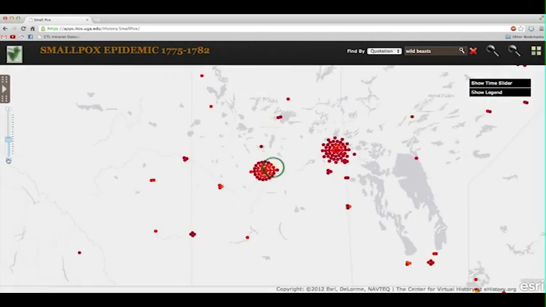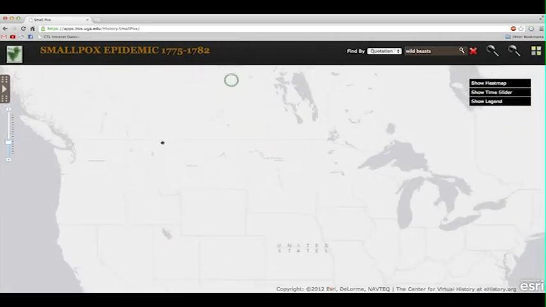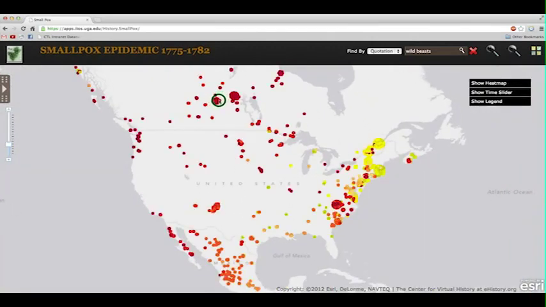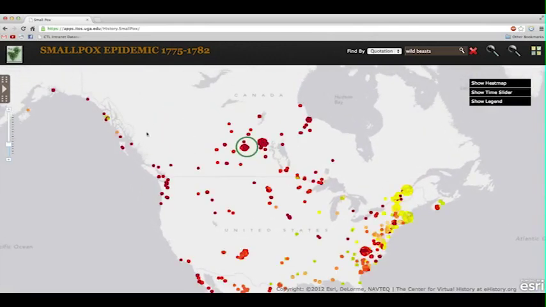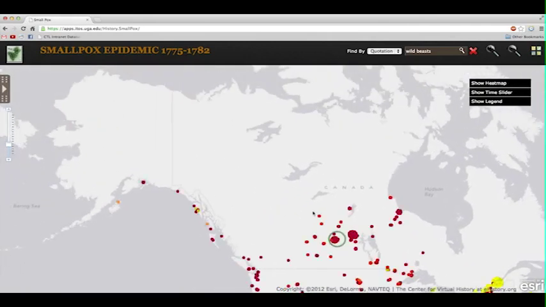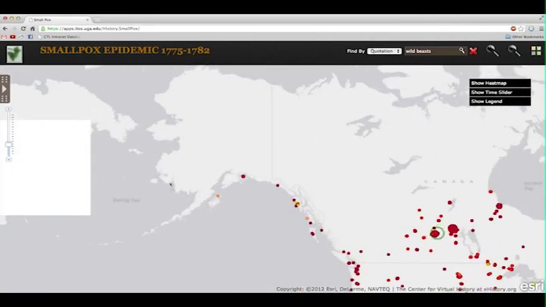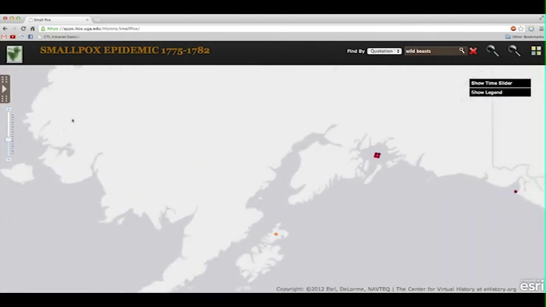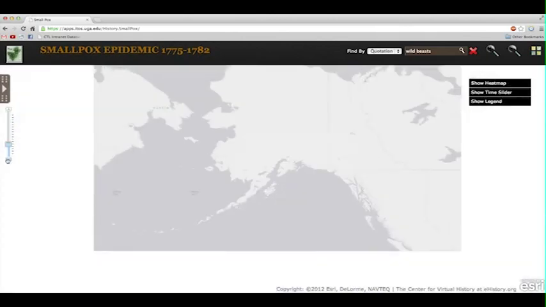So let's just zoom back out to get a continent-wide perspective on this once more. So again, we've got these concentrations of records here, but what was going on here? How many thousands of native peoples were dying? We simply don't know. And how far north did this virus spread? Potentially it moved all the way through North America and all the way to the Aleutian Islands as well. We simply don't know. So let me stop here.